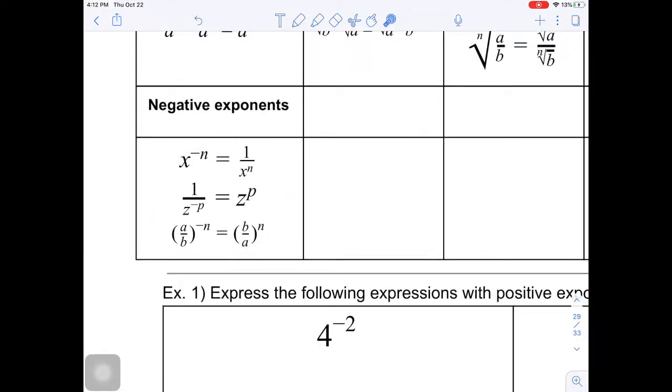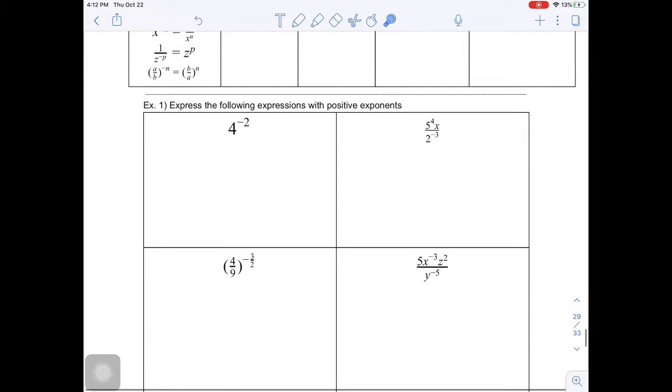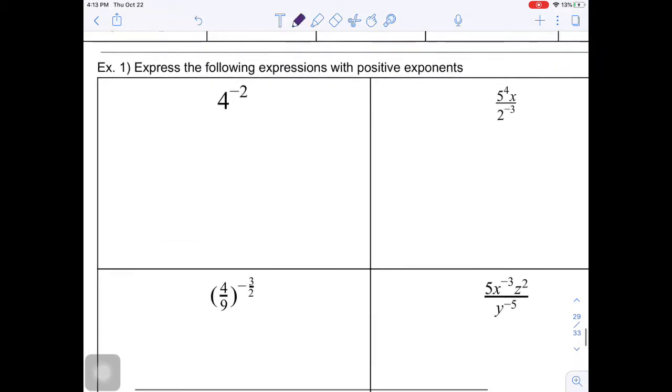So if you have x to the power of -n, you can take the reciprocal, put that number on the bottom, and you get a positive power. If you have a denominator with a negative exponent, then you can put it on top and get a positive power. And if you have a fraction on the inside being applied to a negative exponent, you can actually flip that fraction. So b goes on top, a goes in the denominator, and now you have a positive exponent.